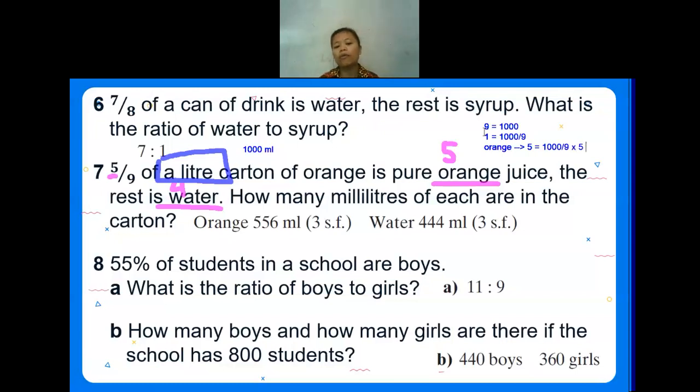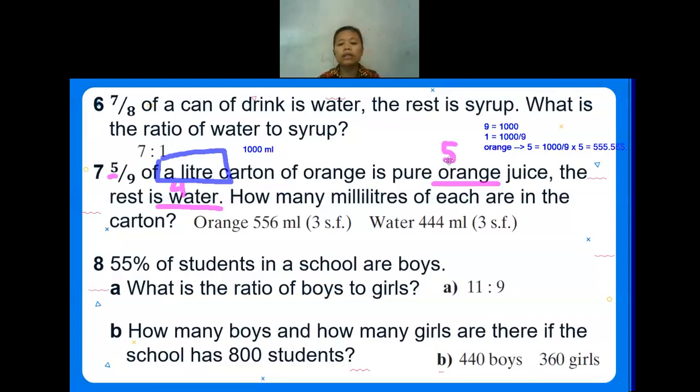And then I round off. It's supposed to be like 555.5555 and so on. So in here, I will just round it off to the nearest millimeter. So the answer will be equals to 556 because it's actually 555.55 never stop like this.